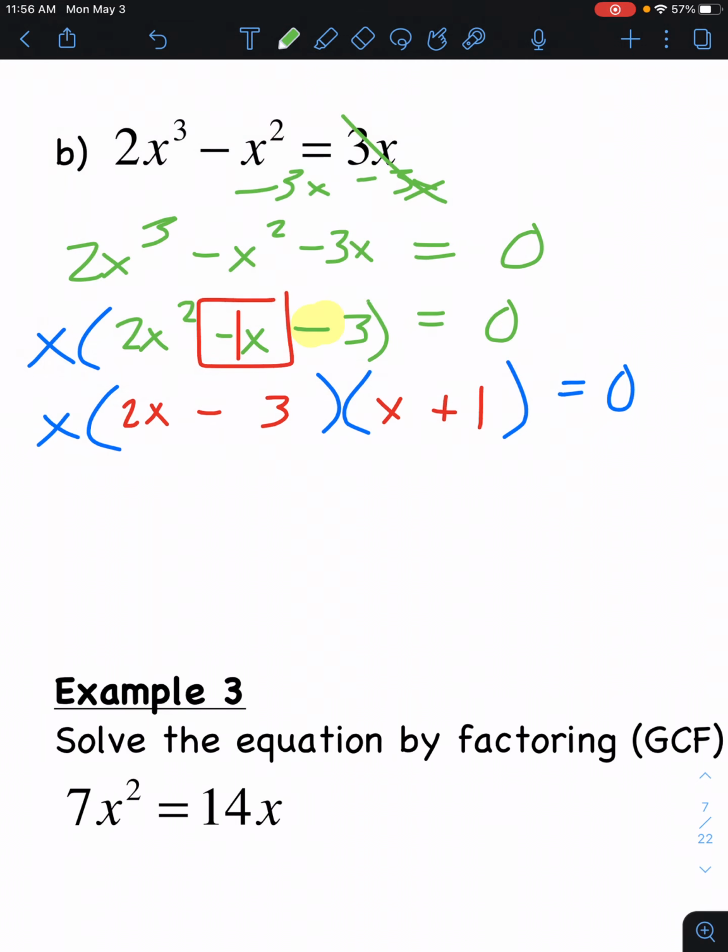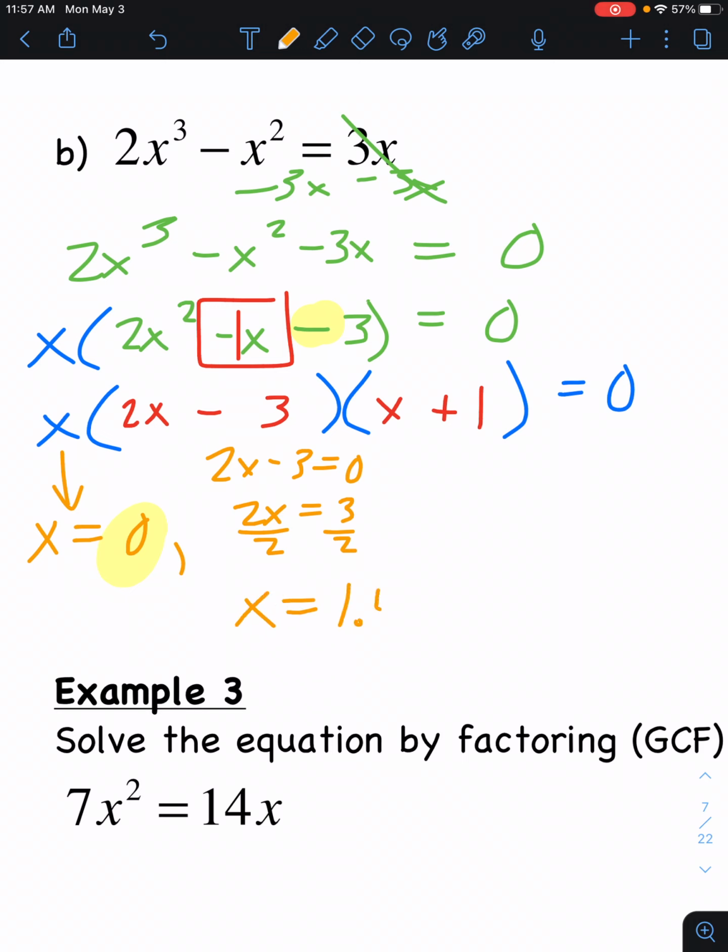So now I'm going to go ahead and get my answers. I'm actually going to get 3 of them. Your first answer comes from the first x out in front, x equals 0. Now let's get your second answer. That comes from the 2x minus 3 equals 0. We would add 3 to both sides and then divide by 2 to get x equals 1.5. So there's my second 0 or root.